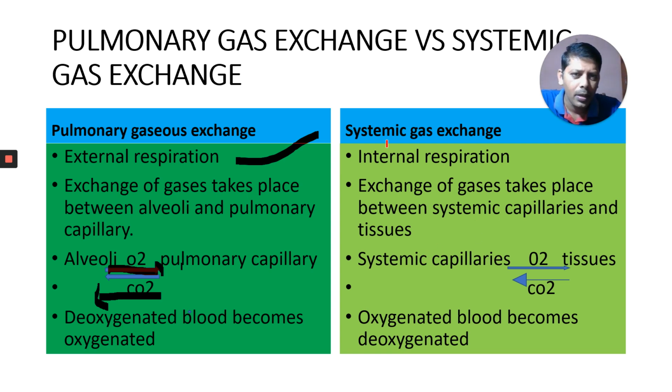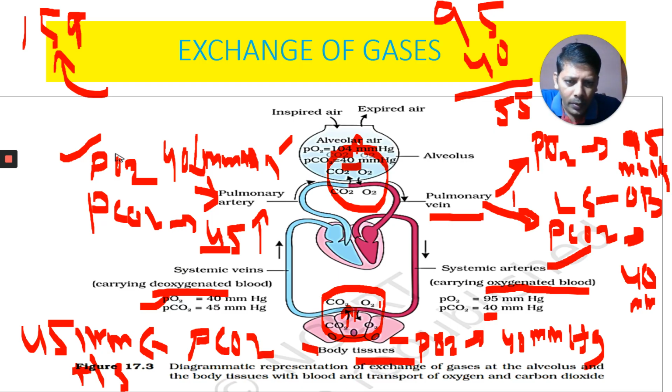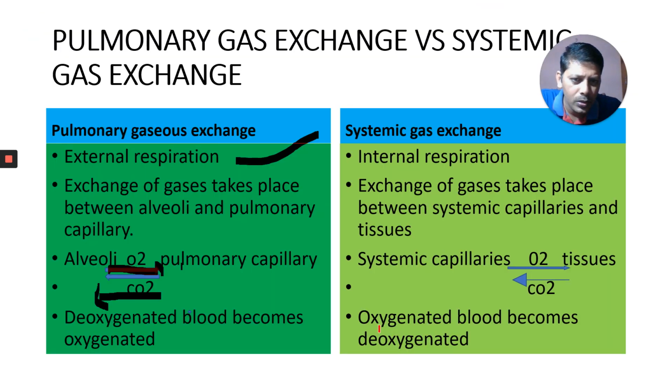In the systemic gas exchange, from the systemic capillaries, oxygen is entering into the tissue. This is the systemic capillary. Systemic arteries divide into arterioles, and arteries end in capillaries. Those are called systemic capillaries. From the systemic capillary, the oxygen is entering into the tissue. That is shown here.